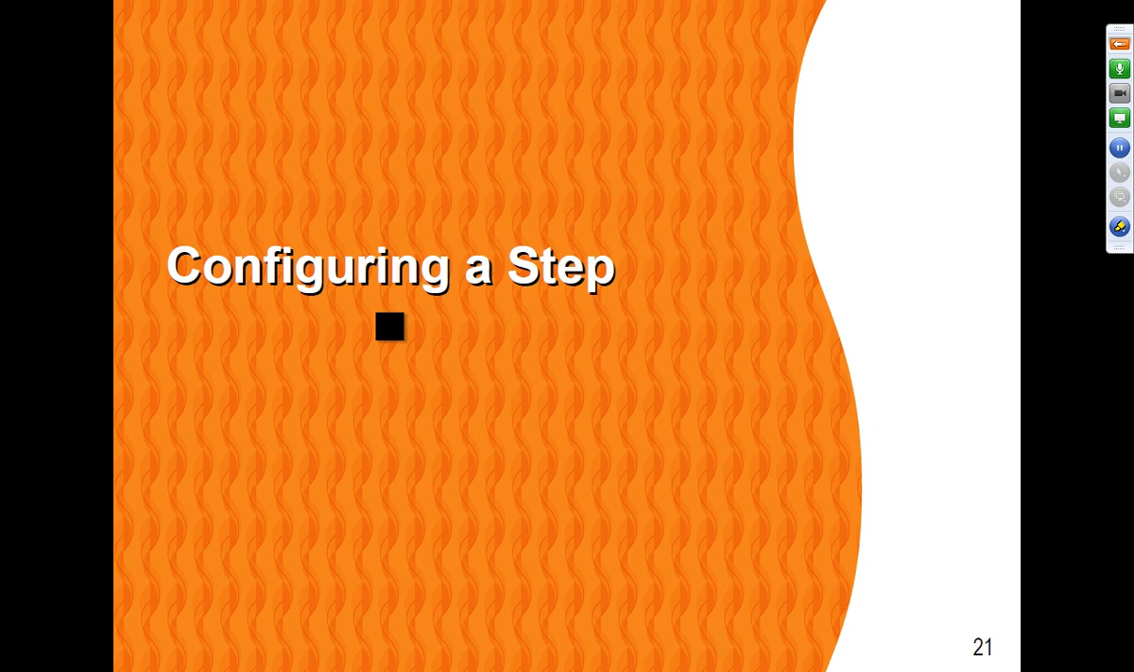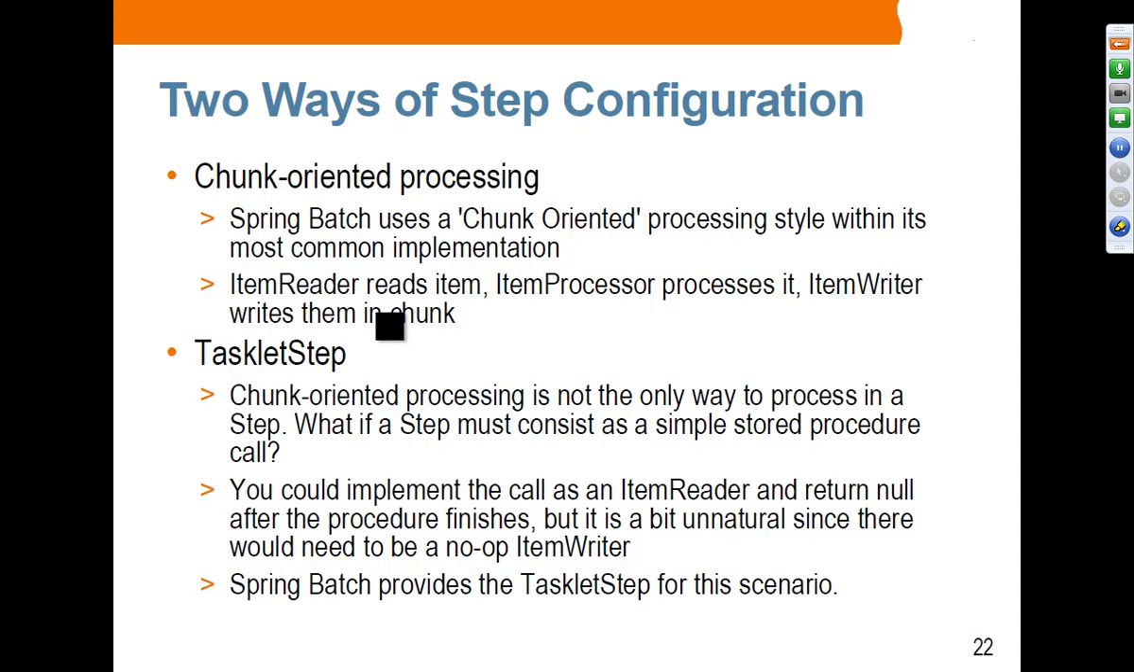Okay, so let's talk about how we can configure a step. Okay, so as we learned, a step is a component within a job. A job is made of multiple steps, right? Okay. Now, there are two different kinds of steps. Mostly, we are dealing with chunk-oriented processing. Okay, so this is what we just talked about in previous slides. Spring Batch uses a chunk-oriented processing style within its most common implementation. So this is where you are going to use an item reader to read an item, an item processor to process it, then you are going to use an item writer to write a chunk of those into the output. Okay. Now, that is typically what you are going to use in your batch job.